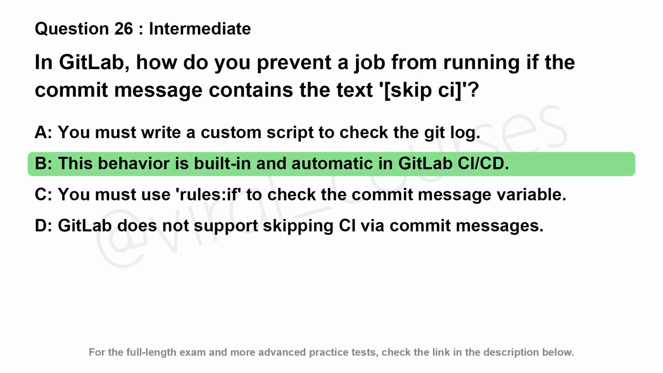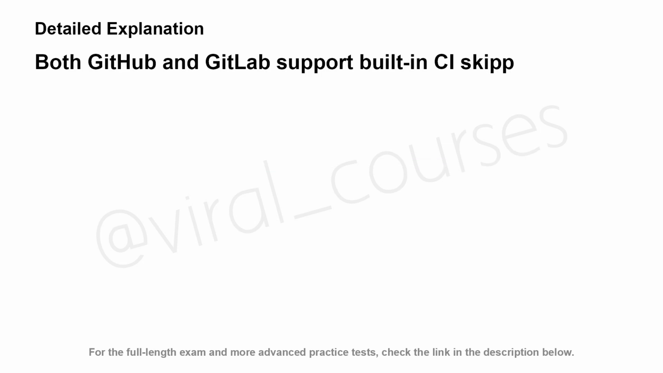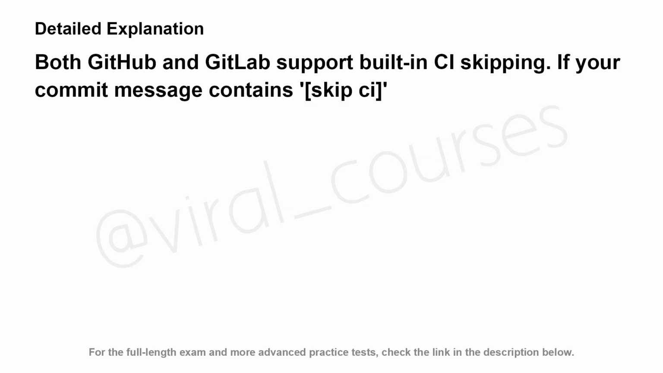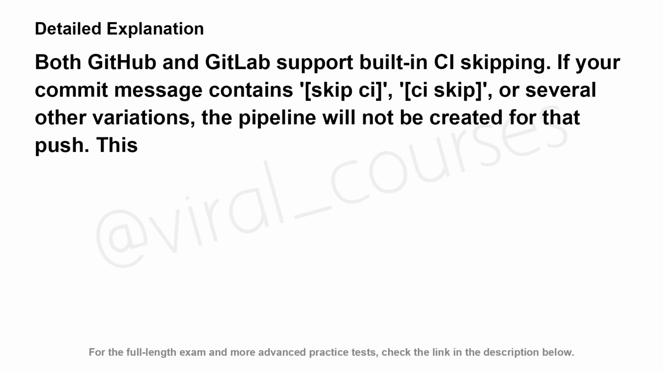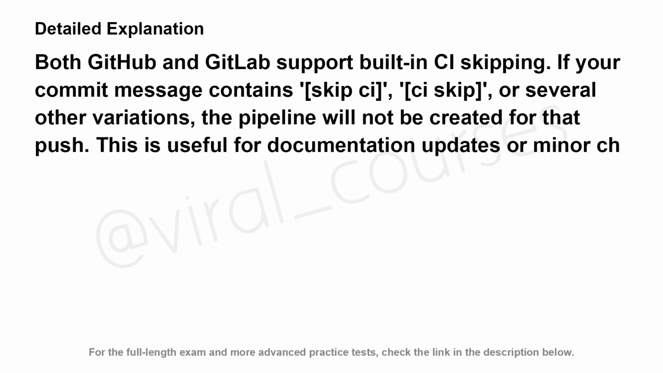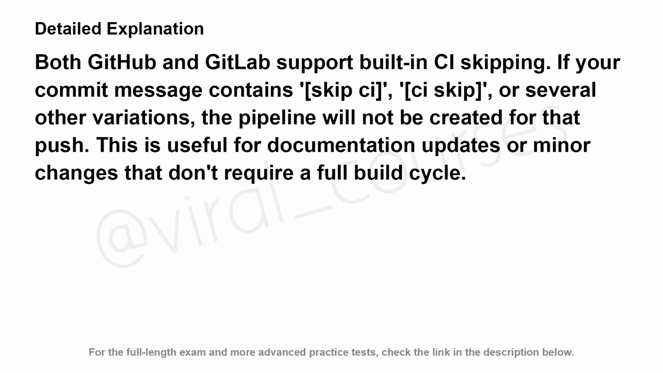The correct answer is B. Both GitHub and GitLab support built-in CI skipping. If your commit message contains 'skip ci', '[ci skip]', or several other variations, the pipeline will not be created for that push. This is useful for documentation updates or minor changes that don't require a full build cycle.